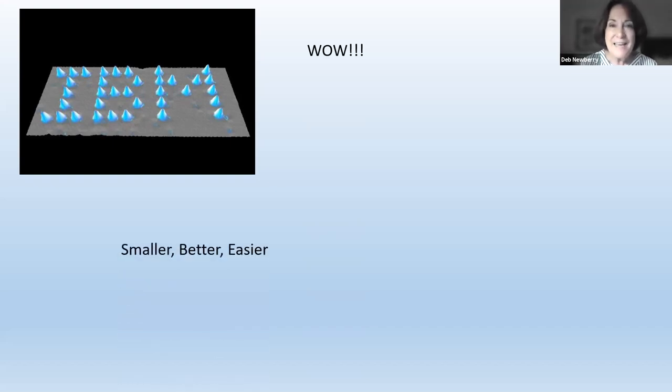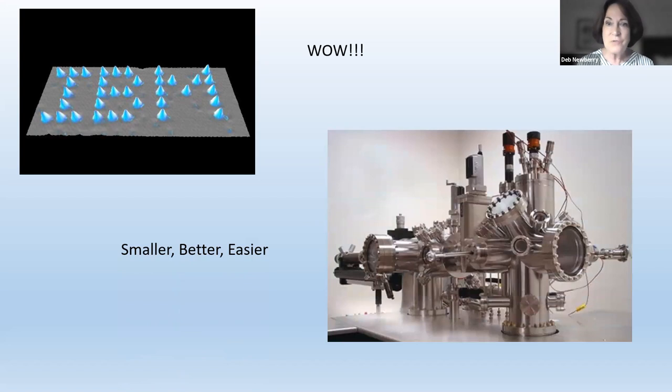And then the next thing was we kept thinking, well, that was a fairly large piece of equipment. Can we make it smaller, better, easier to use? And of course, we did it. In fact, this is one of the earliest scanning tunneling microscopes created by IBM. And not quite a tabletop SEM yet, or an AFM yet, but getting closer. We were working toward that goal.